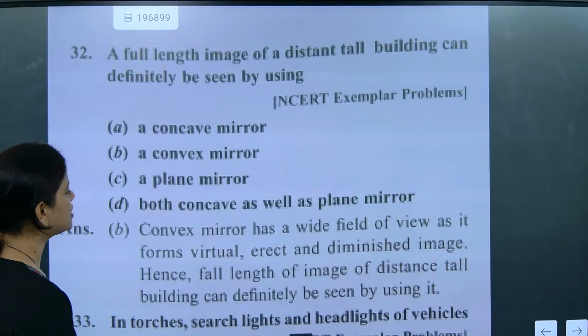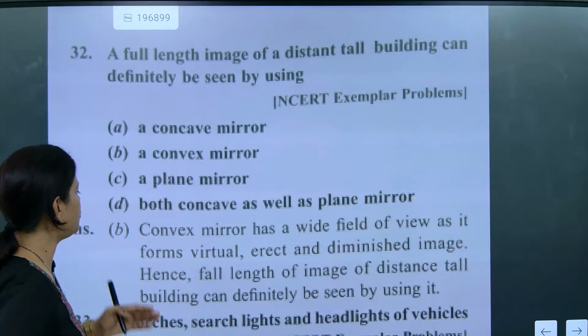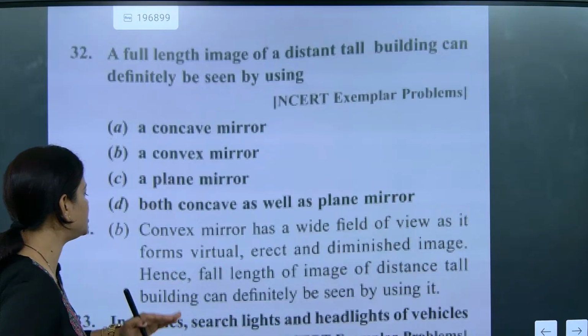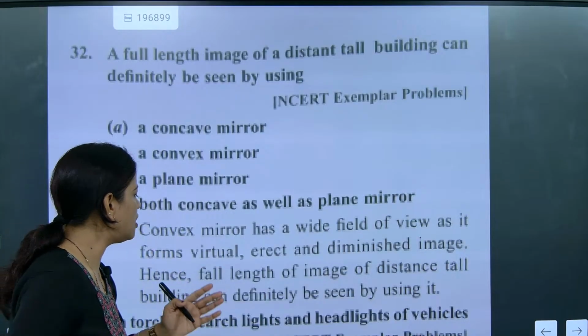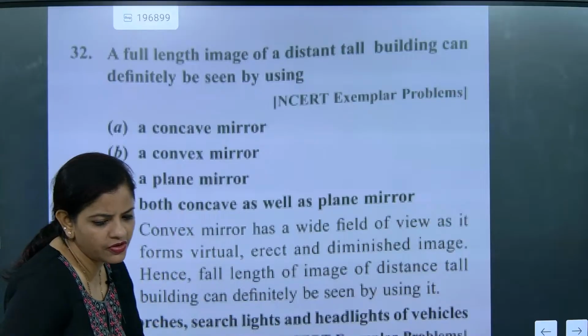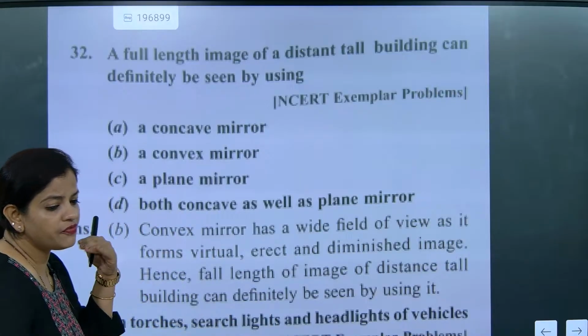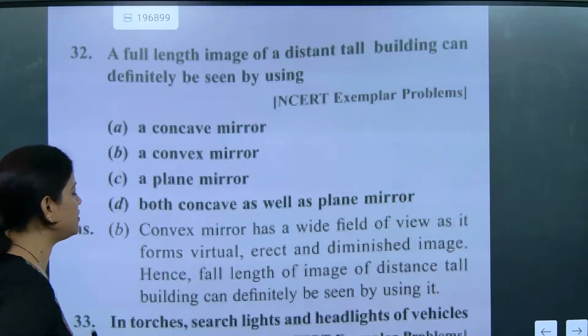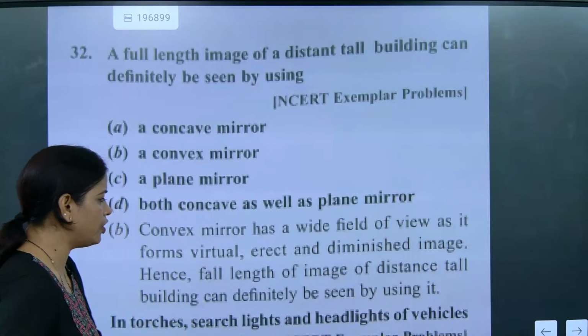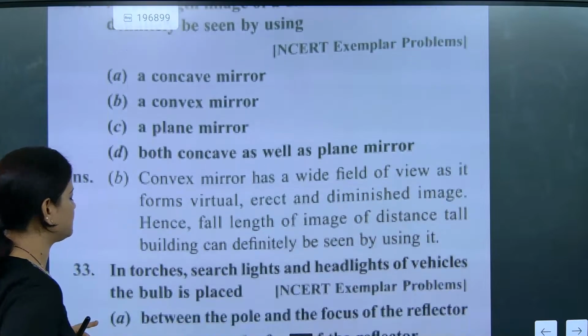See, they have given the answer also. A convex mirror has a wide field of view as it forms a virtual, erect, and diminished image. Hence far off objects and nearby objects can be seen like that. So there are many things we need to discuss. Very clearly the answer has been given. If you want to see the full length, we can use a convex mirror.